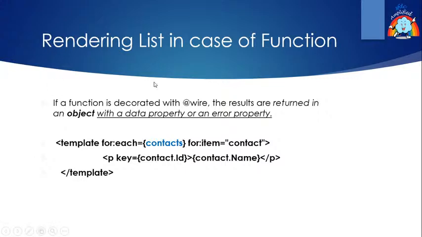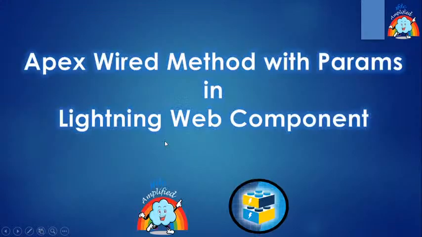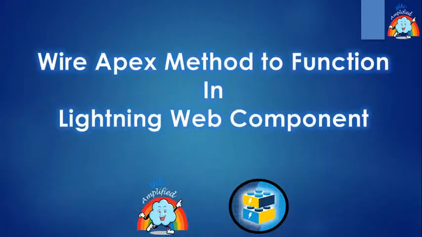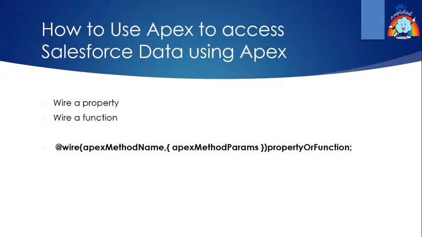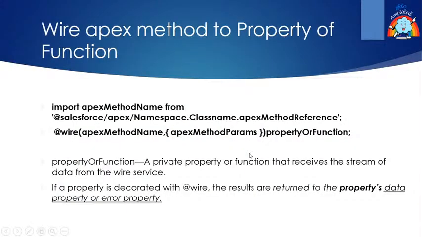Again, we have discussed rendering a list in the case of a function where we don't put contact dot data. Now that we have understood without parameters, we will understand it with parameters. So if we go back, you have seen that we put the method name and we put the Apex method parameters if there are any. So we put the parameters. If there are no parameters, then we don't need to put them in.